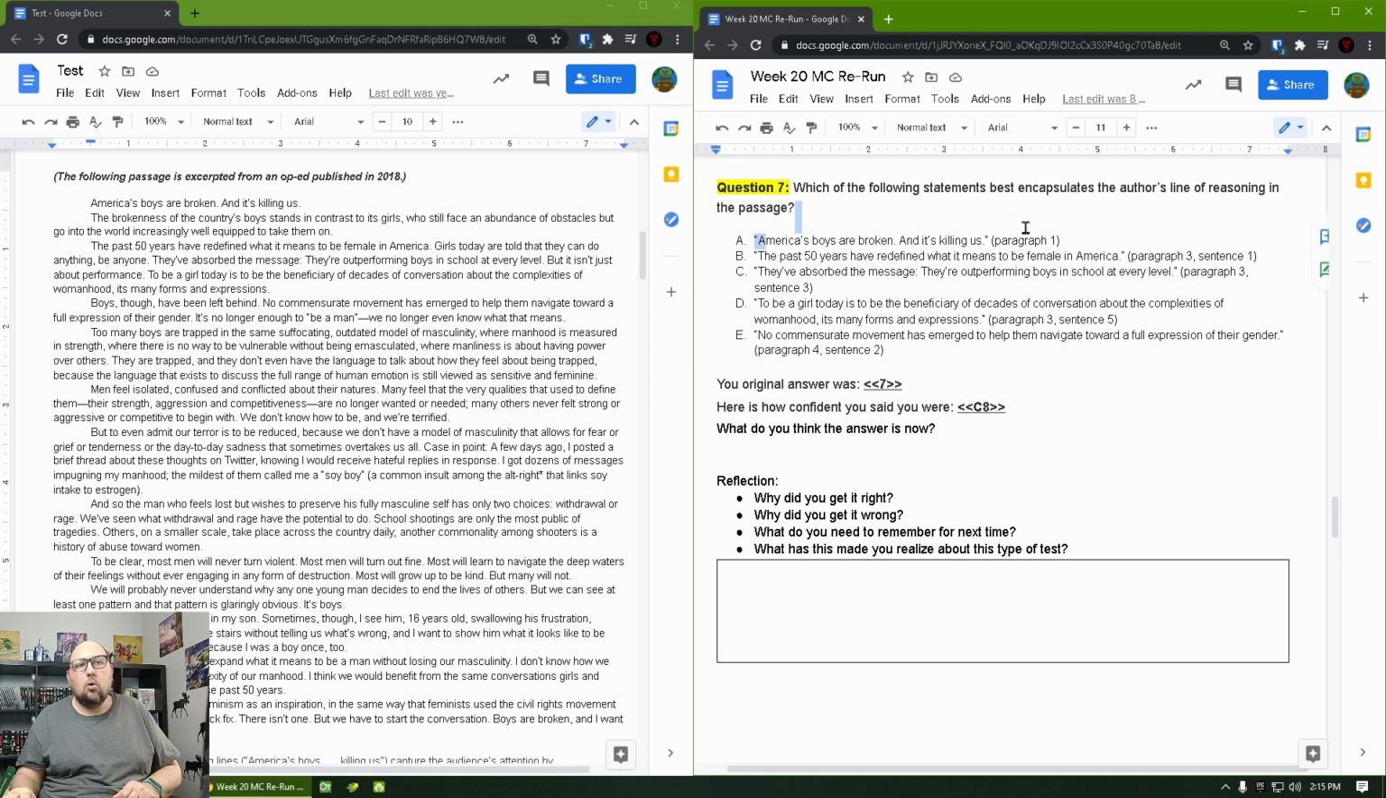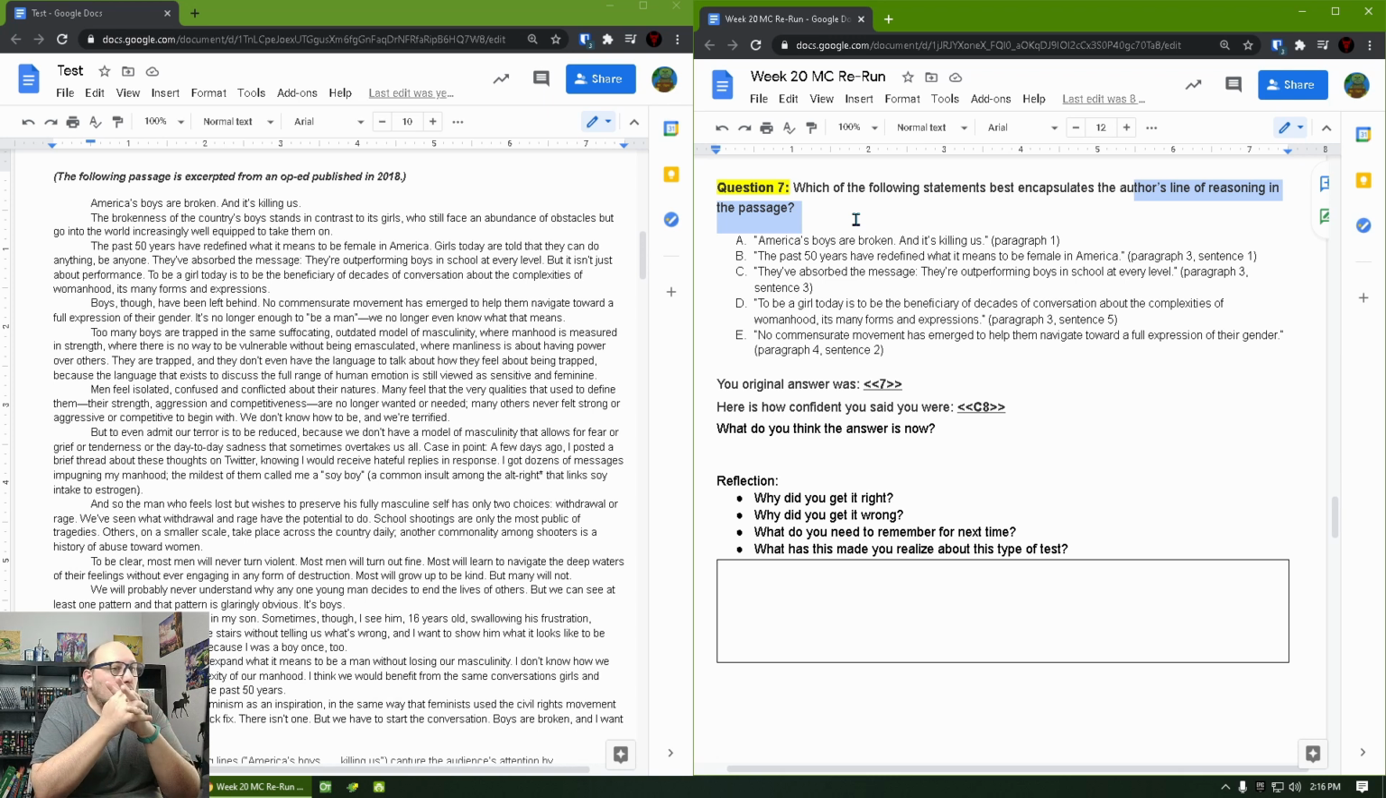A connects to the whole thing. All of it, the whole essay, everything he says is about his idea that American boys are broken and what he means by that and why he thinks it's a problem and how he thinks to solve it. But the entire essay is about this idea here. This is only a part of his ideas. It's not the whole thing. So because they ask about the author's line of reasoning in the passage, in other words, which of these best shows his idea for the whole passage, A is the answer they're looking for because it connects to everything. E only connects to part of his argument.